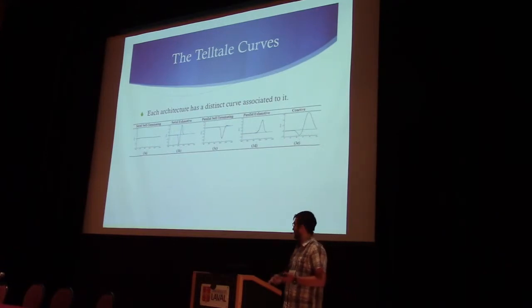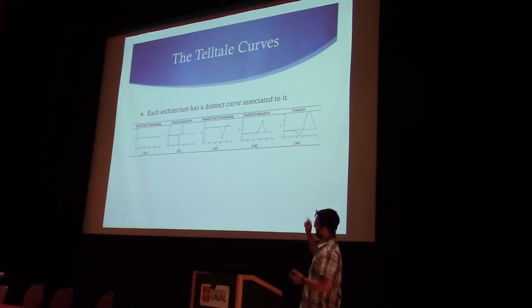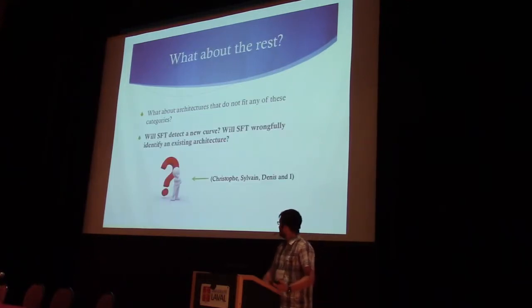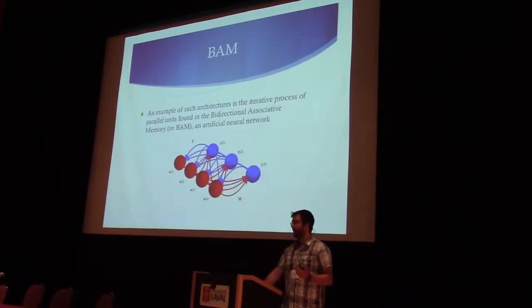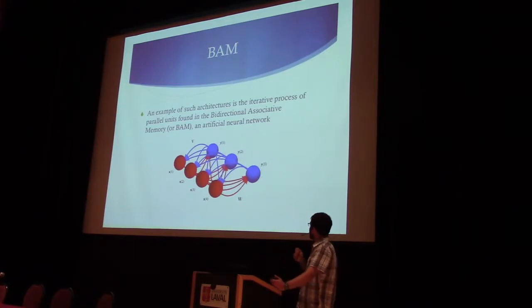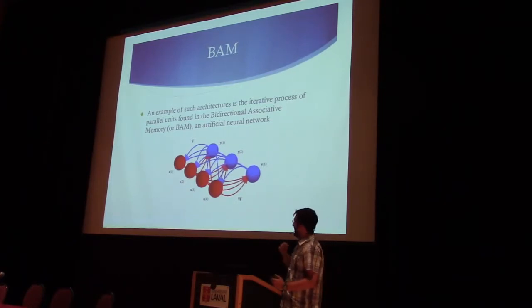It's just a simple matching test, where if you have a straight line, the cognitive process that you're measuring is serial self-terminating. So what about the architectures that don't fit these categories? One of them is the bidirectional associative memory, which was spoken about yesterday by Melissa. It's parallel units that iterate over themselves. So it has a parallel component, it has a serial component, which is the noise that gets added up, and it has an iterative component, which isn't touched at all by SFT.